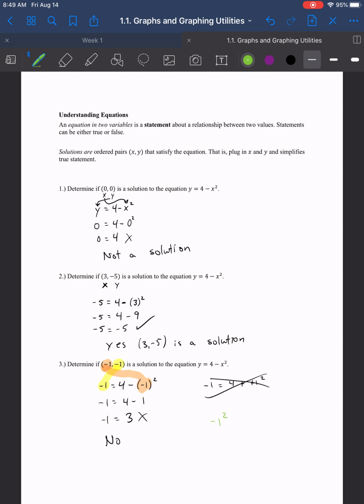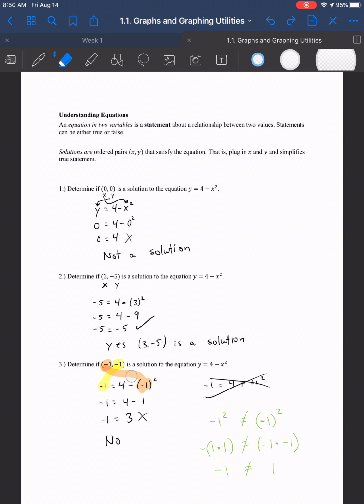-1 squared is not the same thing as (-1) squared. This one is the negative of 1 times 1 and is therefore -1. This one is -1 times -1, and negative times negative is positive. And so these do not equal each other, all right, because -1 does not equal +1. Okay, so none of these are equal. So be very careful about that when you're doing these. And so we have (-1) squared, that's -1 times -1, that's a +1. So I have 4 minus 1, that's a 3. -1 does not equal 3, so this is not a solution.